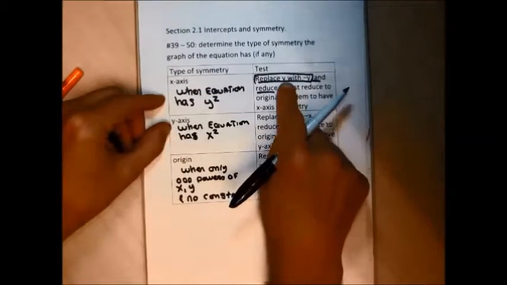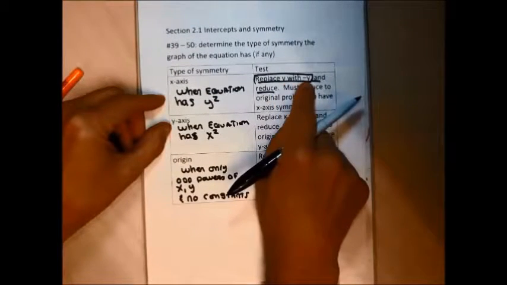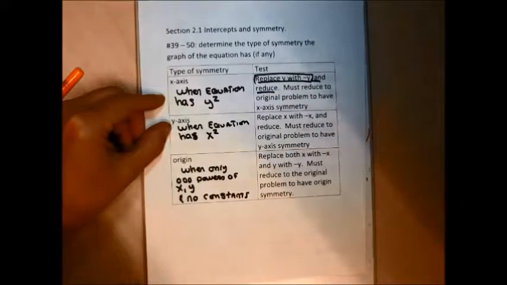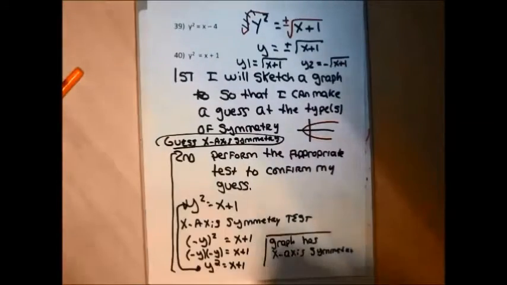And that test is taking the y in the original problem, replacing it with negative y, and reducing. If it reduces to something that's different than the original problem, it doesn't have that symmetry. If it reduces to the original problem exactly, it has that symmetry.